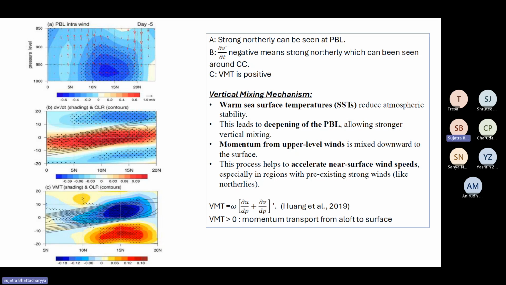And they also calculated the transport of momentum from aloft to the surface using the VMT. In this, they calculated this part. Again, it can be seen that it's getting positive. By positive, it means the momentum is being transported from the upper layer to the surface. That's why this northerly gets accelerated.